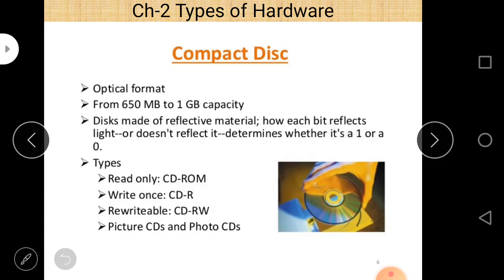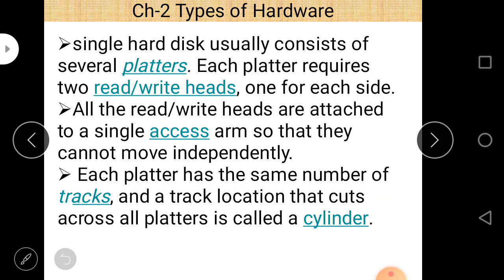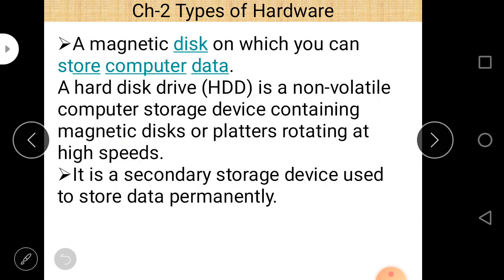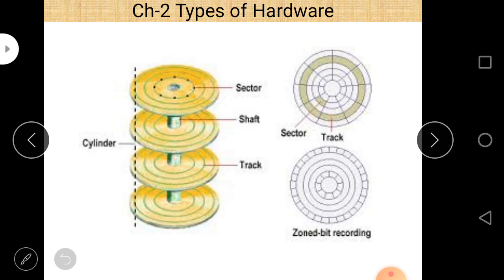Now this topic is over. Let us come to the third topic, that is compact disk. Before starting compact disk, let us take some quick points regarding the secondary storage device or hard disk. There are 4 important points. First of all, you have to remember this diagram of hard disk and its division.